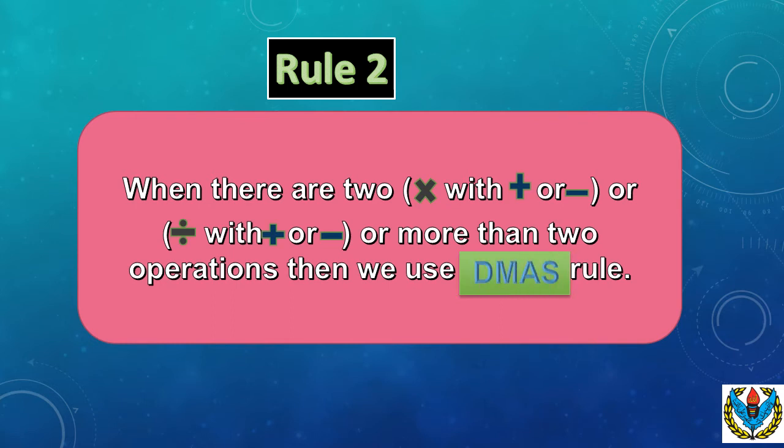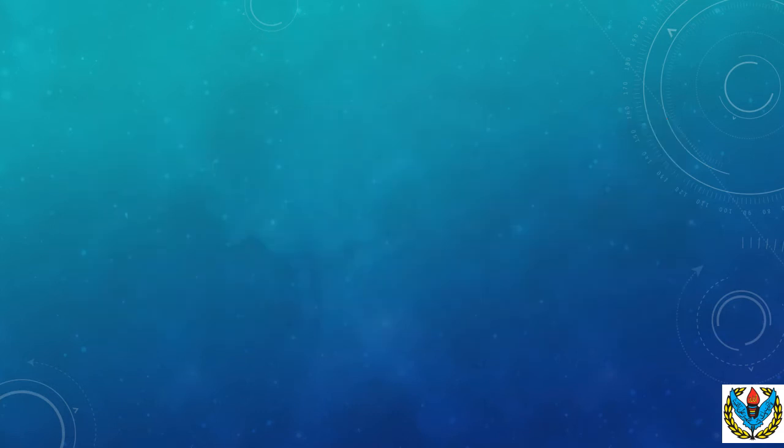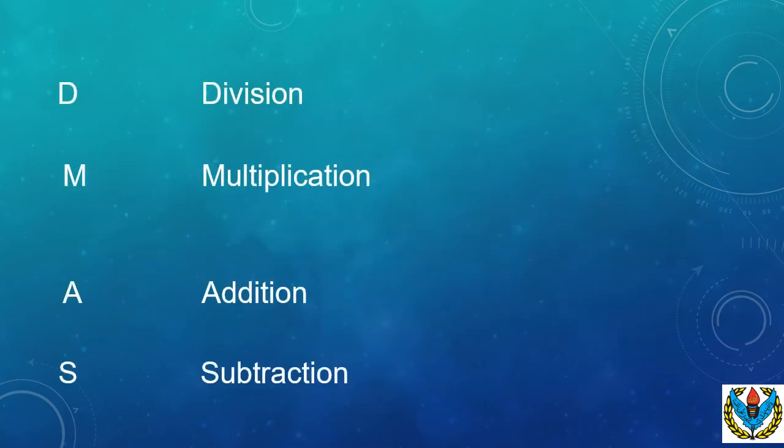रूल नंबर 2 में अगर किसी क्वेश्चन में मल्टीप्लिकेशन के साथ एडिशन का ऑपरेशन आ जाए या मल्टीप्लिकेशन के साथ सब्ट्रैक्शन का ऑपरेशन आ जाए तो हम क्या यूज़ करते हैं, हम डमैस रूल यूज़ करेंगे। इन द सेम वे अगर किसी क्वेश्चन में डिवीजन के साथ एडिशन का ऑपरेशन आ जाए या डिवीजन के साथ सब्ट्रैक्शन का ऑपरेशन आ जाए, इसमें भी हम डमैस रूल यूज़ करते हैं। नाउ व्हाट इज़ द डमैस रूल?